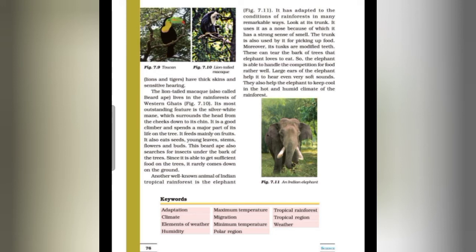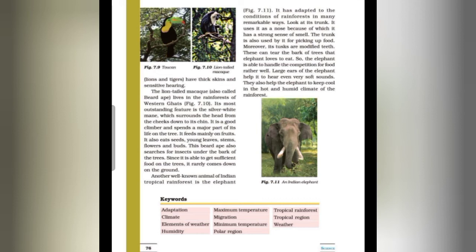Moreover, its tusks are modified teeth. These can tear the bark of tree that the elephant loves to eat. So the elephant is able to handle the competition for food rather well. Large ears of the elephant help it to hear even very soft sounds. They also help the elephant to keep cool in the hot and humid climate of the rainforest.